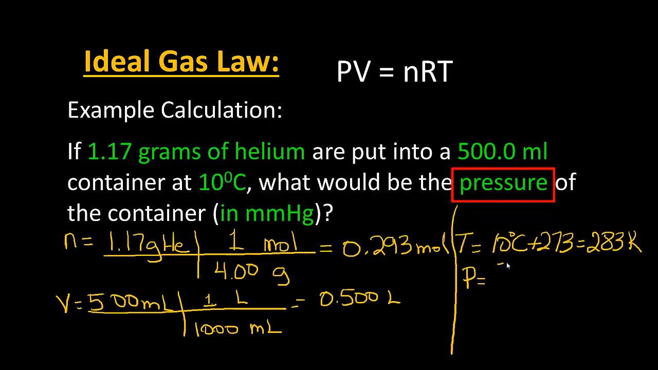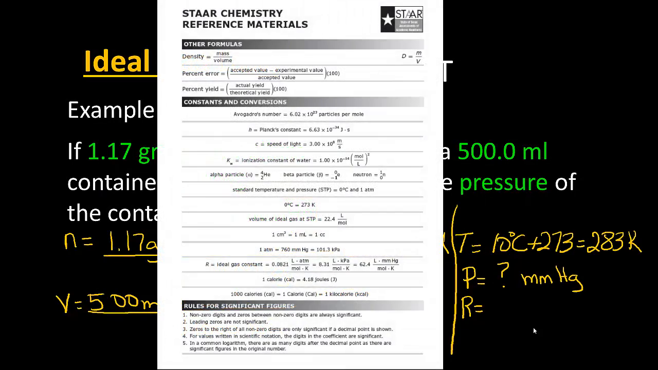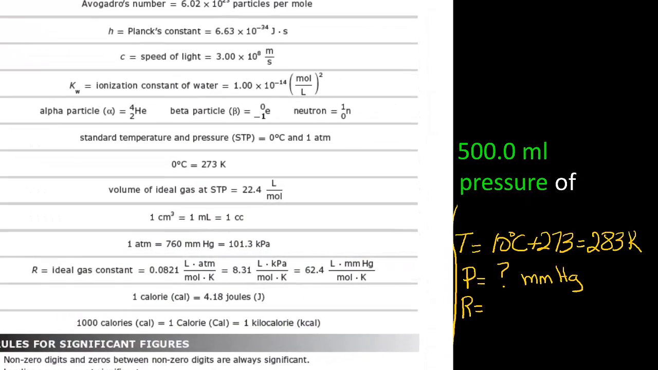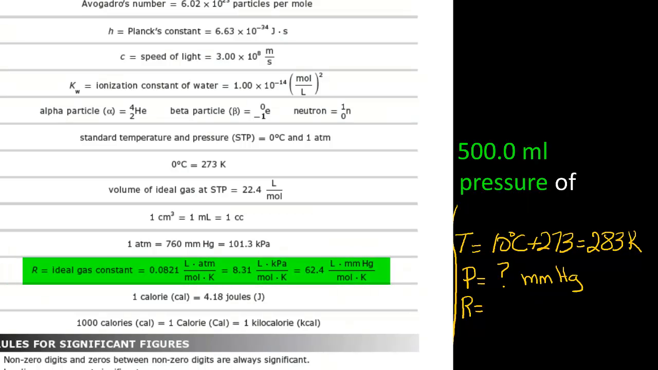Pressure, that's what we're looking for. This is the ideal gas law because we're only given one of each of the variables, so I know I need to find R. And it says that our pressure needs to be in millimeters of mercury, so I am going to look on our STAR reference sheet for the R that we're going to use. It says here that the R that uses millimeters of mercury is 62.4 liters times millimeters of mercury divided by mole Kelvin.